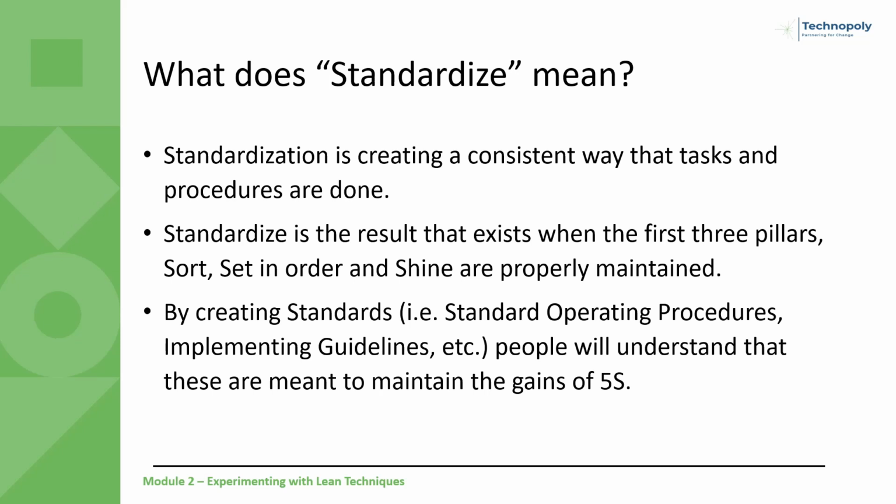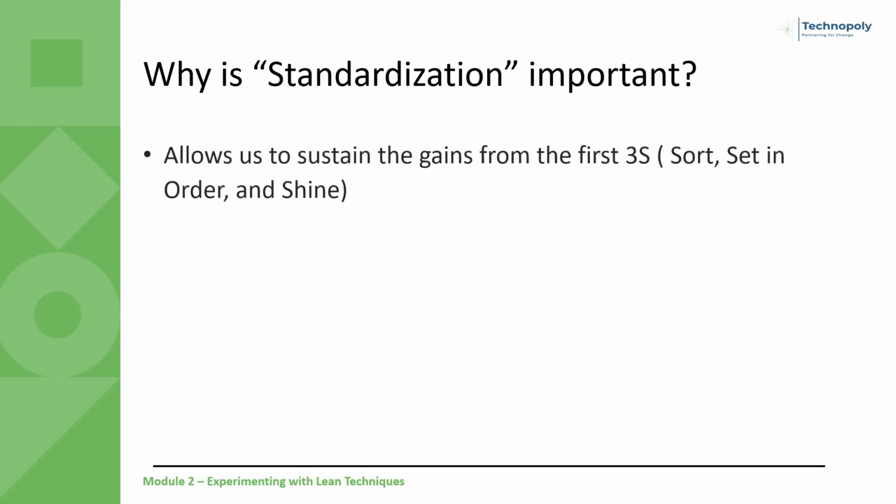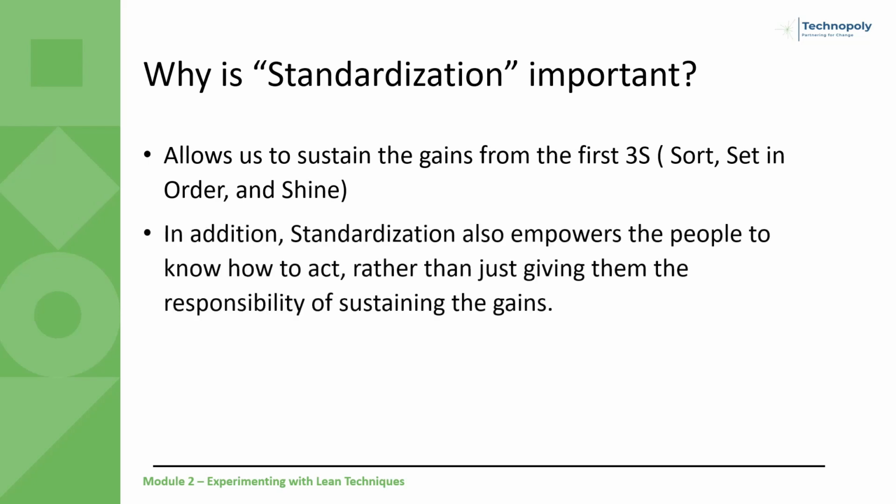By creating standards, people will understand that these are meant to maintain the gains of 5S. Standardization seeks to maintain the first three S, which means ensuring that whatever cleanliness and orderliness was achieved should be maintained. It also helps to do the right thing the right way every time. Furthermore, standardization empowers the people to know how to act rather than just giving them the responsibility of sustaining the gains.